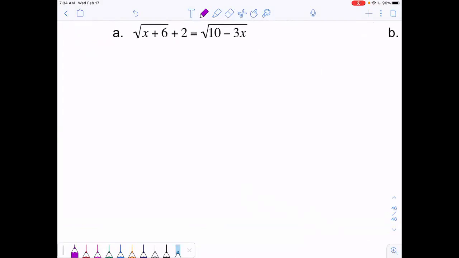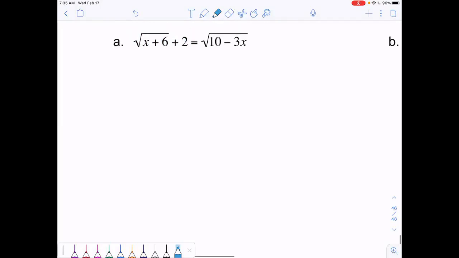So we have the square root of x plus 6 plus 2. On the other side is the square root of 10 minus 3x. The first rule is to isolate the radical. Well, when you have a radical on both sides, and the left side has a plus 2, there's no way that we can isolate both of them. I can't get rid of that plus 2, no matter what. Even if I take it to the other side, it's still there. So one of the radicals should be isolated, and in this case, the one on the right is isolated.